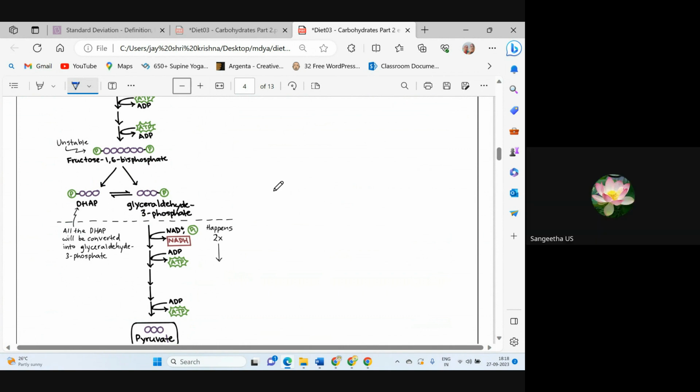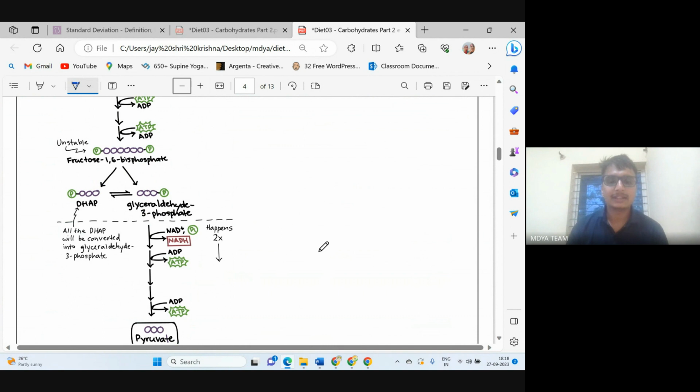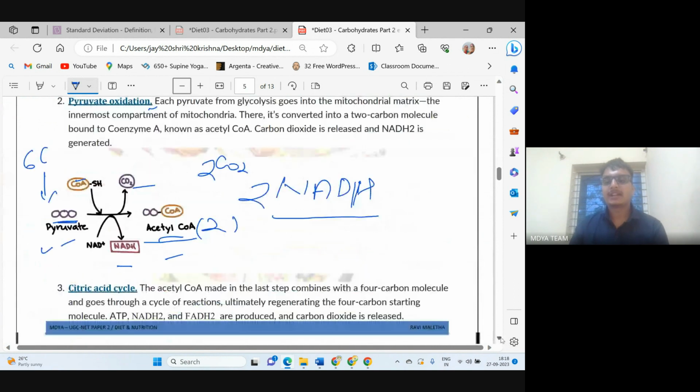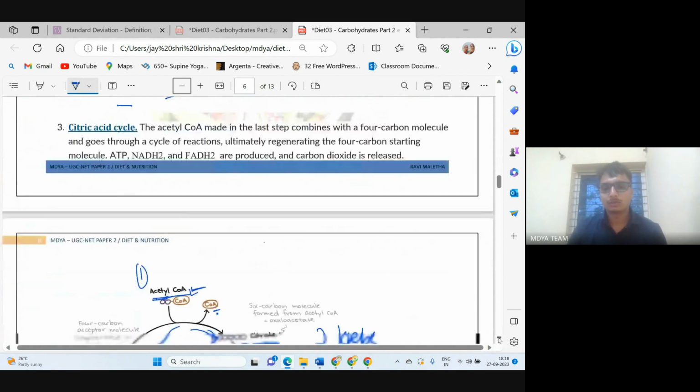Okay, so we can write in this: there is production of 2 NADH and 4 ATP, and there is also utilization of 2 ATP. So this is all about the metabolism of one glucose molecule.